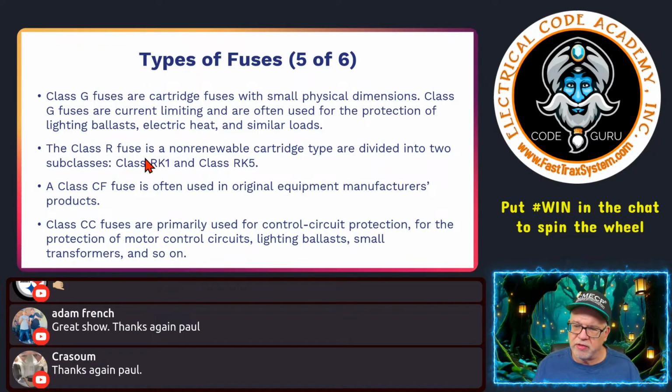Class R fuses are a non-renewable cartridge type, divided into two subclasses. We saw earlier those being RK1 and RK5. Now, when it says non-renewable, I think of fuses, to be honest with you, most of them, all of them, as just one and done, trash. But again, I don't do a whole lot in the fuse world. But all the fuses that I ever dealt with, if they blew, they're gone. You know what I'm saying?